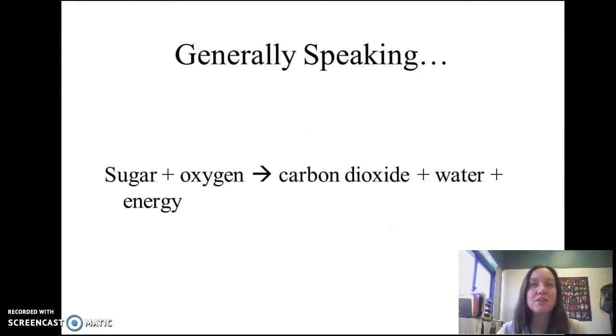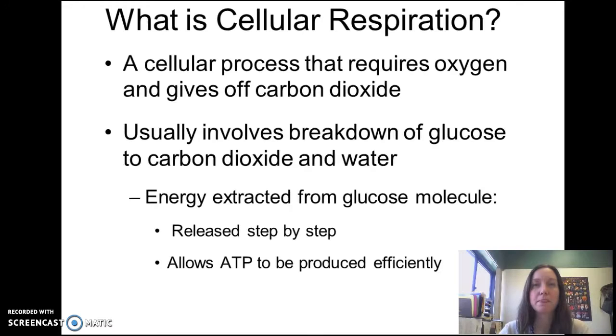So generally speaking, the process of cell respiration combines sugars with oxygen. This forms carbon dioxide, water, and energy in the form of ATP. So this is a process that requires oxygen. It's called aerobic. That means requiring oxygen. This usually involves the breakdown of glucose to carbon dioxide and water.